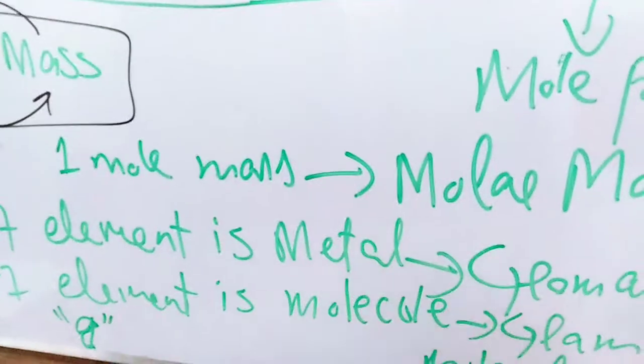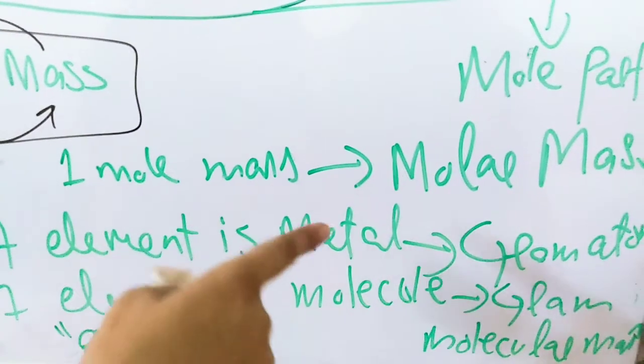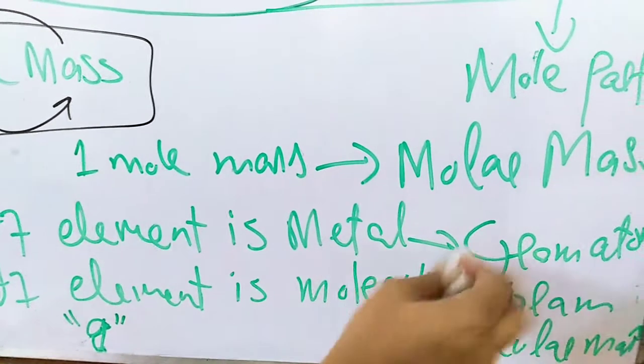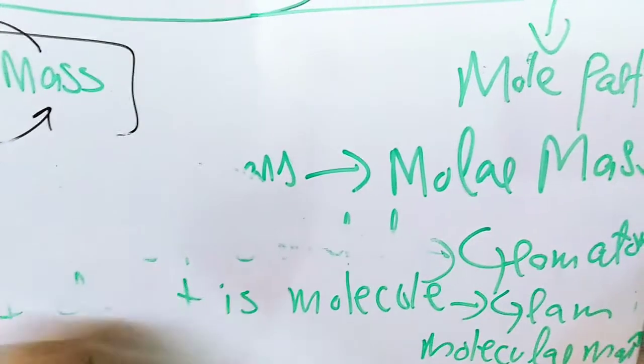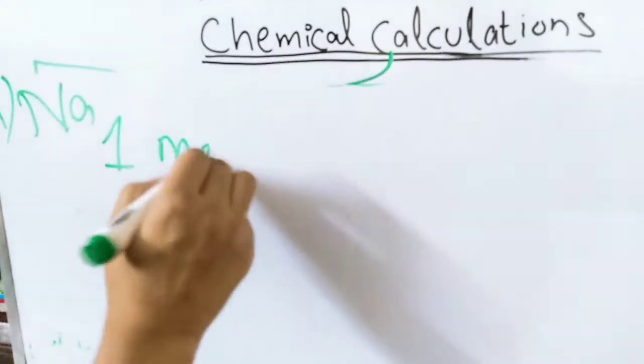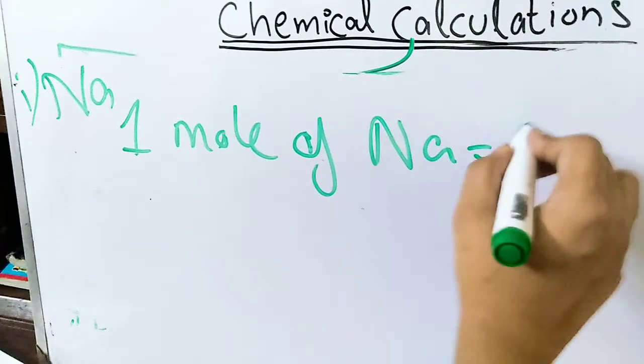Now we are going on to the examples of how we find the 1 mole mass. The 1 mole mass of an element is also called the molar mass of that element. So first, suppose we have the metal sodium. 1 mole of sodium, its atomic mass number is 23 gram.